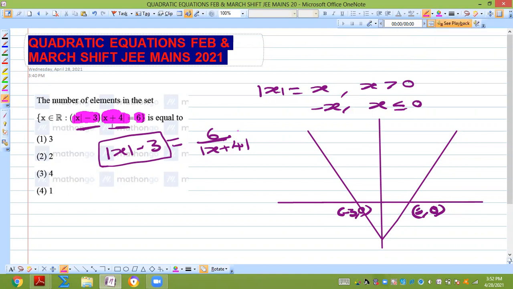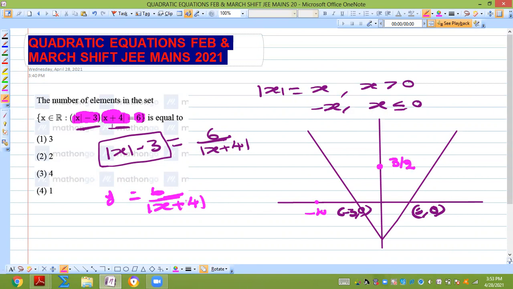Now we need to draw the other graph. That is y is equal to 6 by |x + 4|. Okay. So it is like x into y is equal to c square. So this is nothing but a hyperbola. And it is undefined when x is minus 4, and when x is 0, the value is 3 by 2.